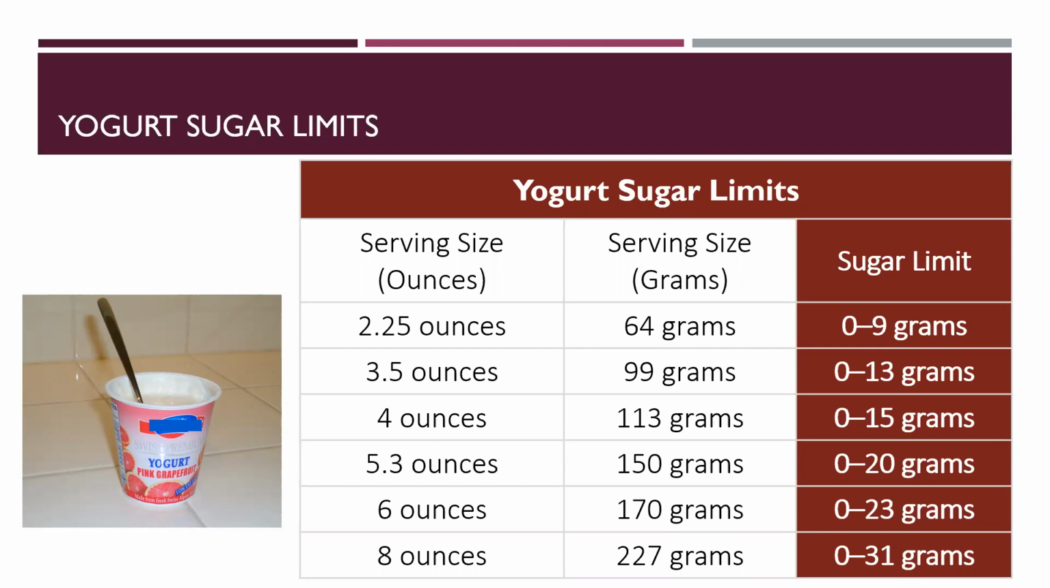This method features a table with common sizes of yogurt and pre-calculated sugar limit for each size. So you can see that in this table, the serving size is listed in ounces or grams, and then the sugar limit is listed on the very right-hand column. You can find a link to this resource on the training resources slide at the end of this presentation.